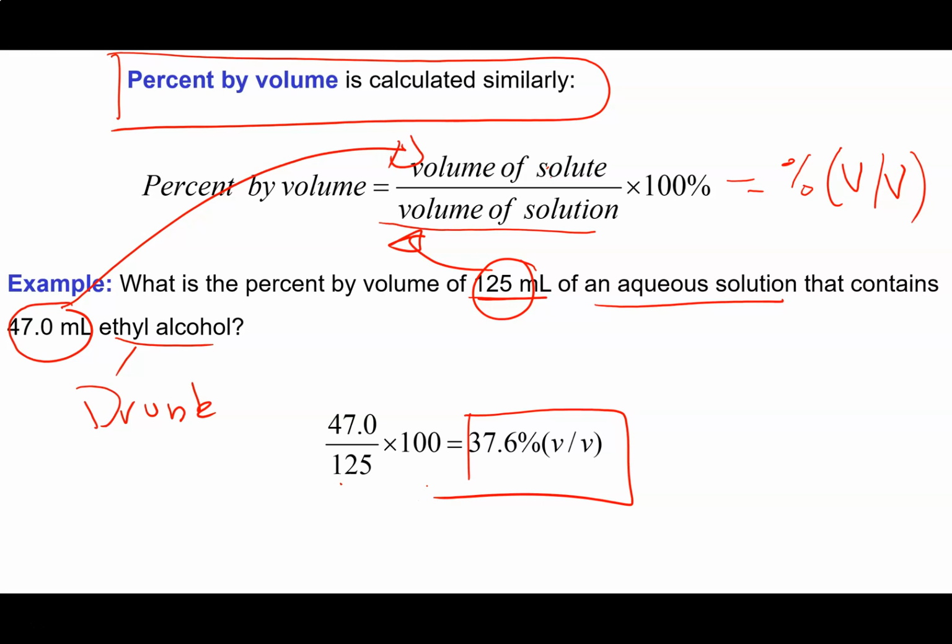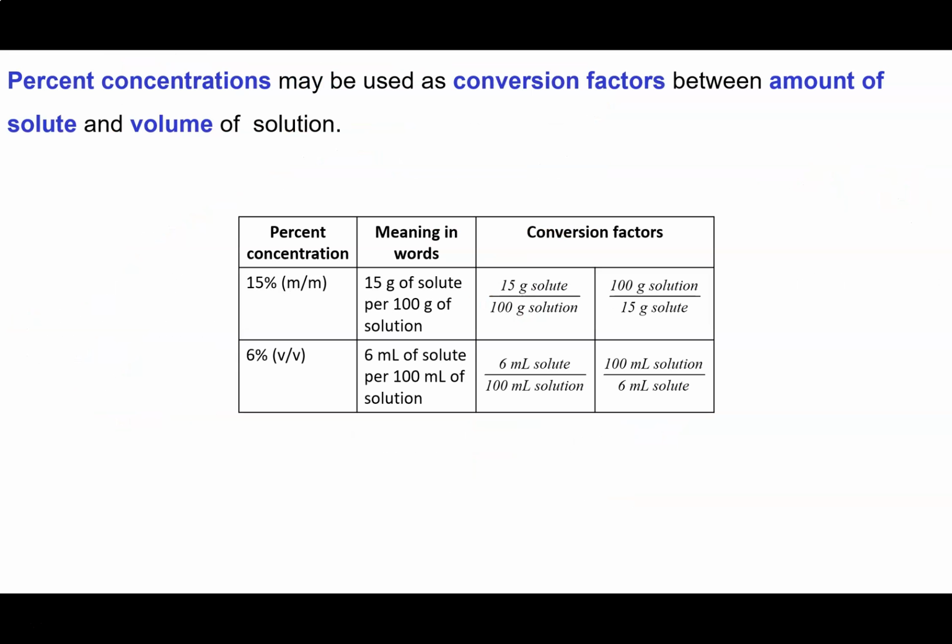And it ends up being about 37.6% volume on volume, which is typical for alcoholic spirits, right? So vodka, brandy, whiskey, bourbon, things like that. Often they'll have an alcohol concentration of around about this number, sometimes a little more, generally no less than this.